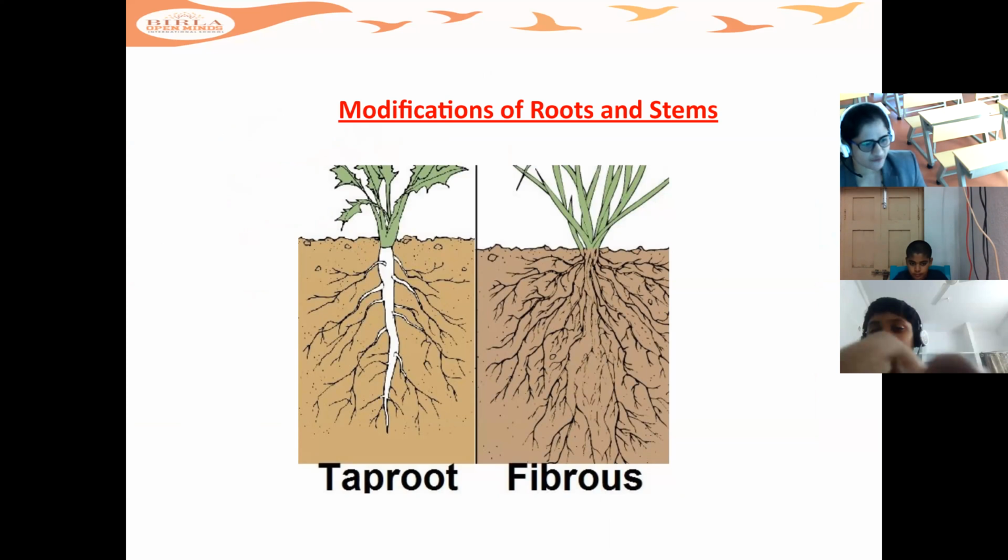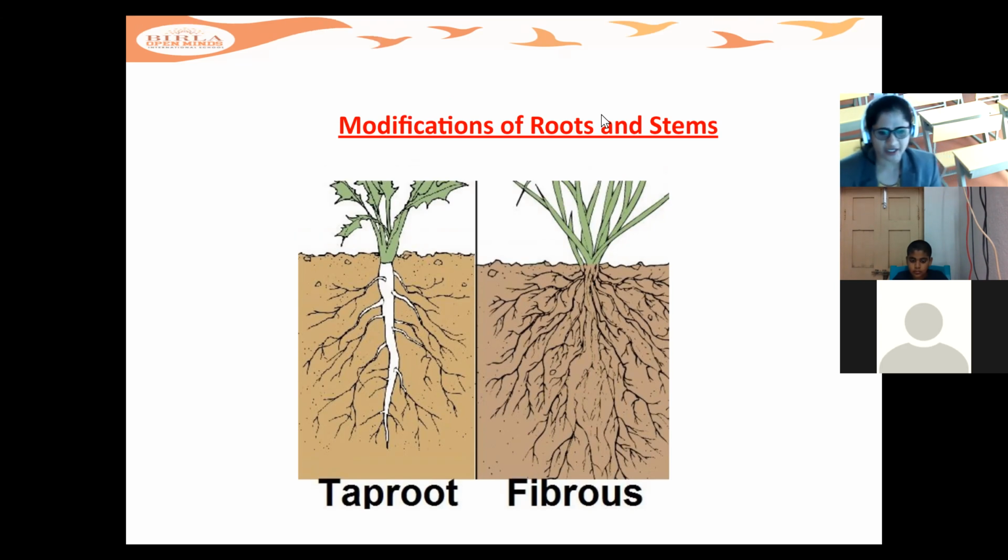Fibrous roots are the modifications of the adventitious root system. As we have already discussed, what are the two types of root system? Tap root system and adventitious root system. The modification of the adventitious root system, the example for that is grass. So in the adventitious root system, we can see the fibrous root. You can see it on your screen. The difference between fibrous root and tap root, as we have already practiced, I made you draw it in your books, isn't it, children?